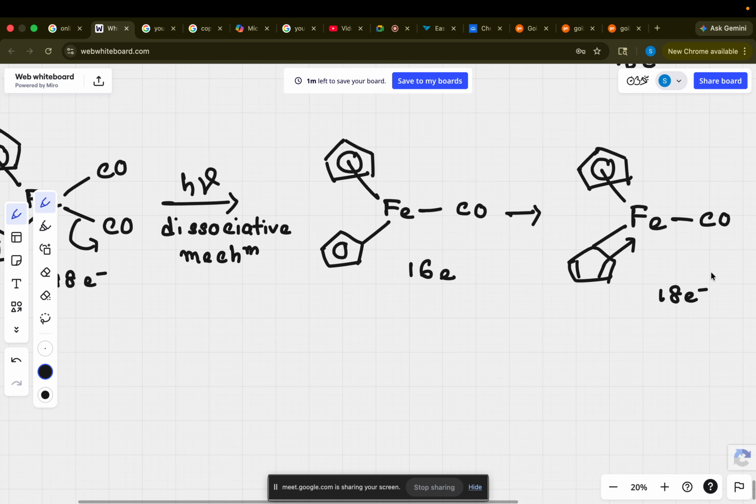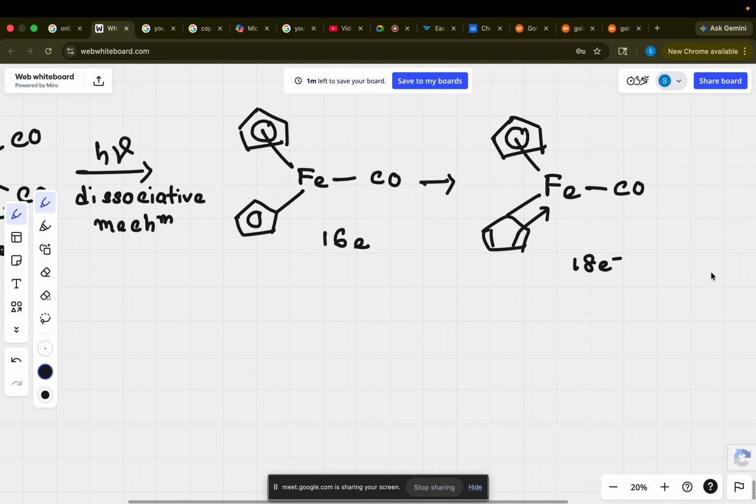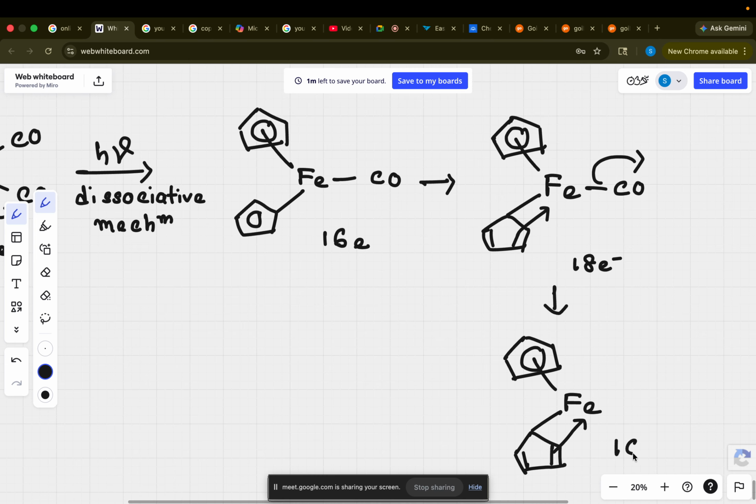Now anything is possible. Now suppose this carbonyl is also releasing. If this carbonyl is released, again it is following your dissociative mechanism. Then it is also 16 electron. So again it will become 16 electron, because you have this, now 1 2 3 4 5. So this carbon center is attaching with this, and this double bond is attaching with this, and now it is becoming what? 16 electron, right?